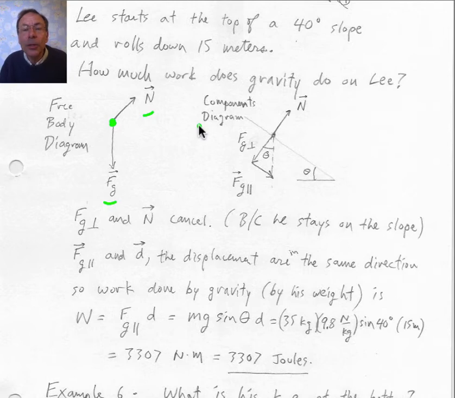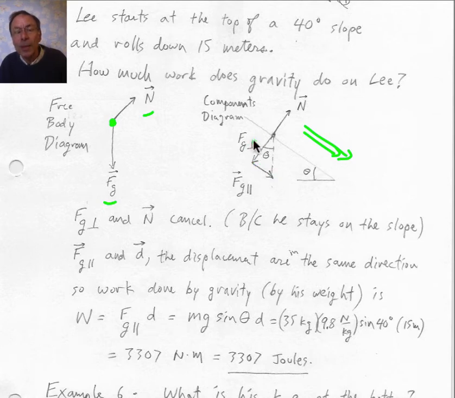And in order to figure out how much work gravity did, we need to figure out the component of the gravity that's in the direction of his motion, right? He's moving down this way, so we want the part of gravity that's also down this way. And so what we do is we decompose the gravity, the weight, the force of gravity, which is downward, into a part that's perpendicular to the slope and a part that's parallel to the slope.